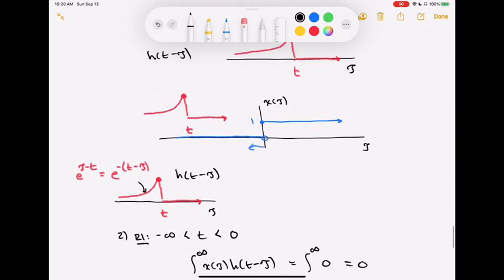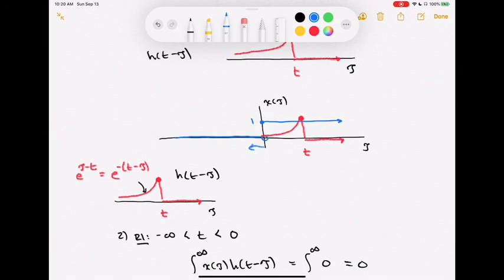I'm going to go back up here again, and just because this iPad allows us to do this, here is my function h of t minus tau. We just handled all the cases when t was less than 0. We saw the product of those two functions was 0. Now when I pull t to the forward part, something like this, what do we find? We see that there is some overlap in these functions.